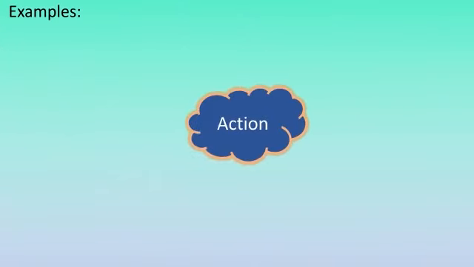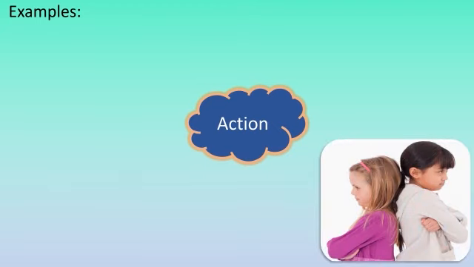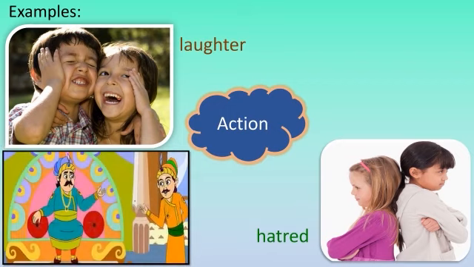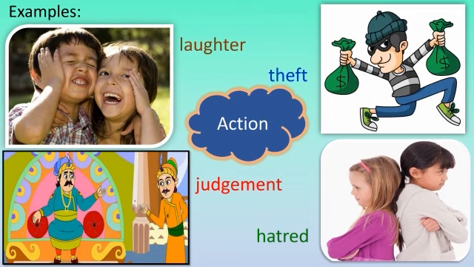Now, let's look at the examples of action in abstract nouns. Hatred, laughter, judgment, theft. So here, laughter, theft, judgment, hatred are the examples of abstract nouns showing the actions.